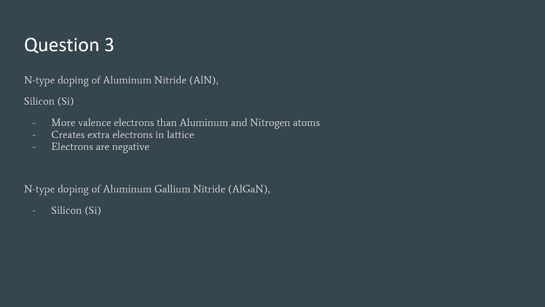And then N-type doping is fairly the same procedure, except it's opposite, where N is an excess of electrons rather than holes. So for both aluminum nitride and aluminum gallium nitride, it came out to be silicon is best for N-type doping because there are more valence electrons than aluminum and nitrogen atoms. That extra electron in the semiconductor lattice helps conduct electrons better, and electrons are negative.